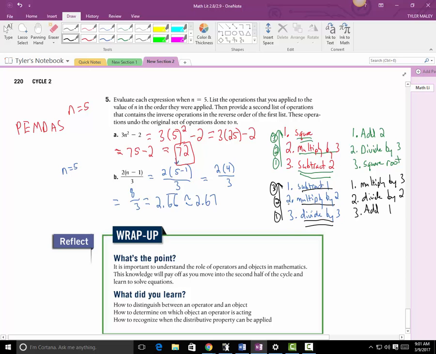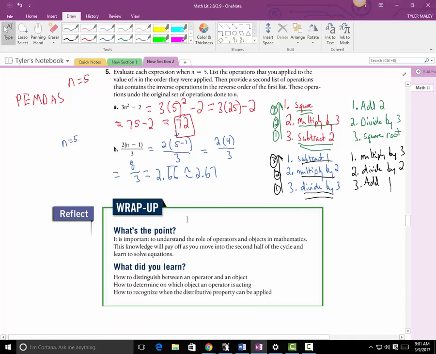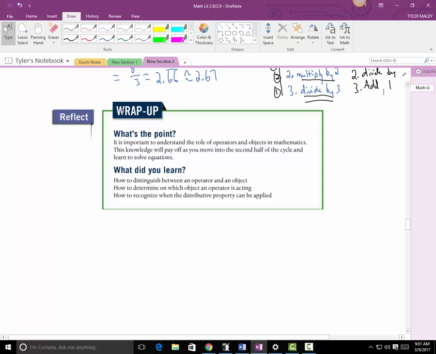So we've accomplished the tasks that we were asked to do. Now for the reflection, as we wrap up this lesson. It's important to understand the role of operators and objects in mathematics, and this knowledge will pay off as you move into the second half of the cycle and learn to solve equations.